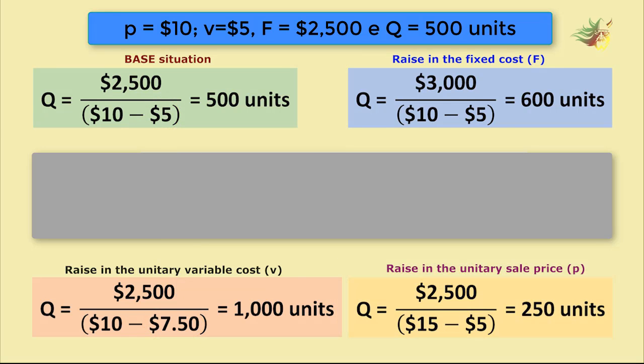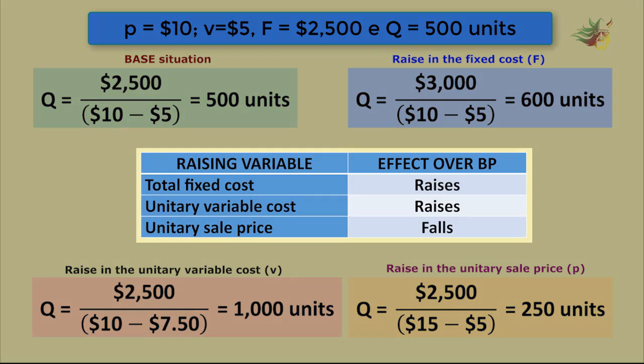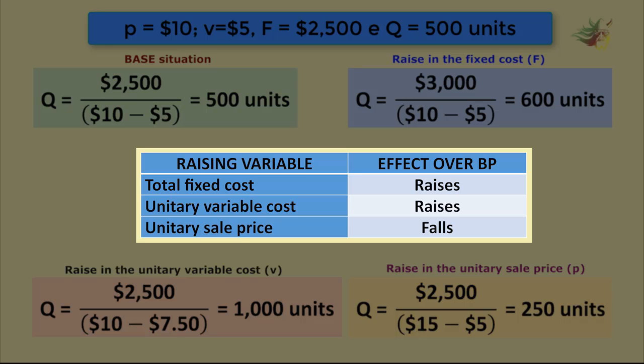If, in comparison with the base situation, the unitary sale price rises from 10 to 15, the operational break-even point will fall to 250 units. So, an increase in the unitary sale price causes a decrease in the operational break-even point. Please observe the box on screen. It summarizes this part and concludes this theme.